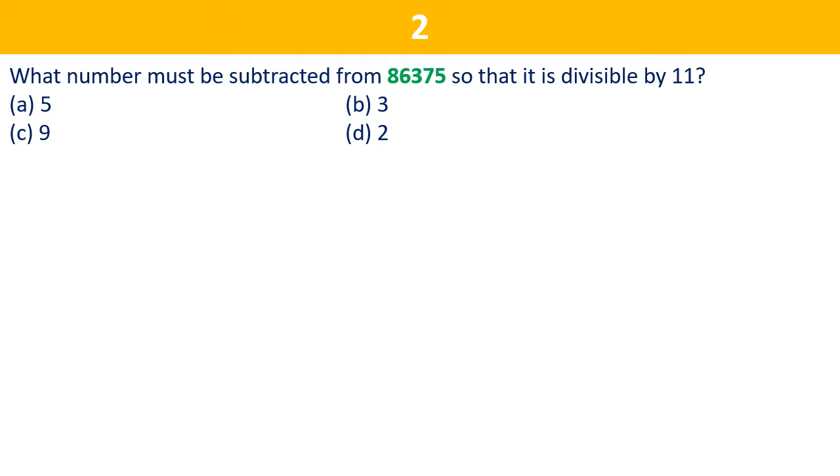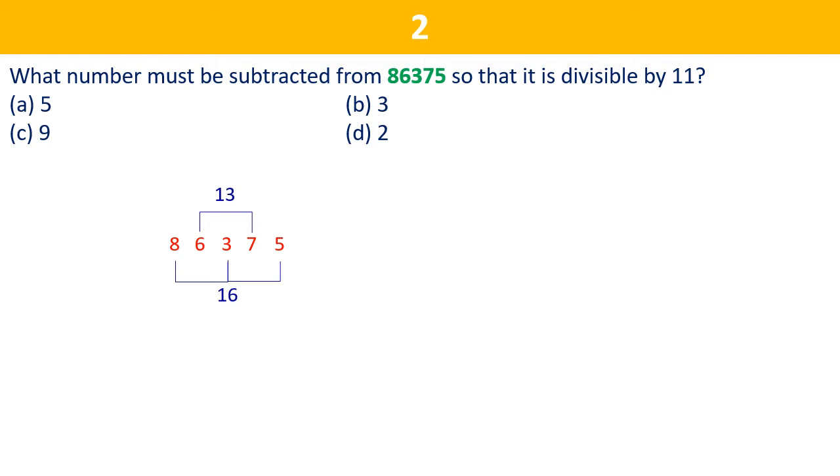Problem 2. What number must be subtracted from the given number so that it is divisible by 11? You can pause this video and try the question on paper, and once you have solved it, you can play the video again to look for the solution. Okay, this is the given number. Here we take the sum of alternate digits. So 8 plus 3 plus 5 is 16. And the sum of the other alternate digits, 6 plus 7, is equal to 13.